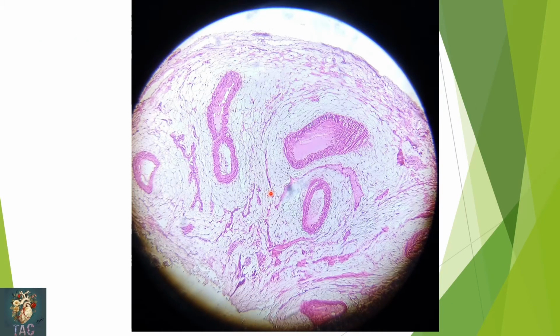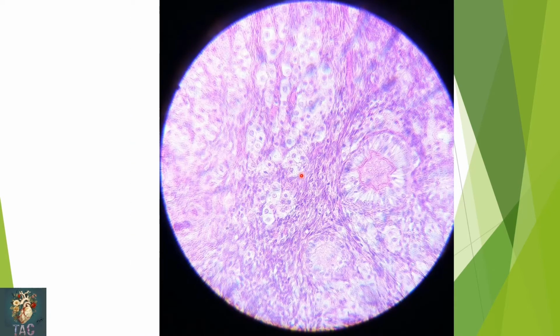Again, another slide of the corpus luteum, in which you can see the granulosa lutein cells present in the corpus luteum. So these are the luteal cells which are present. Another slide through the corpus luteum. This area is the corpus luteum. Here you can see the largest cells. These are the granulosa lutein cells, and surrounding them are the theca lutein cells.